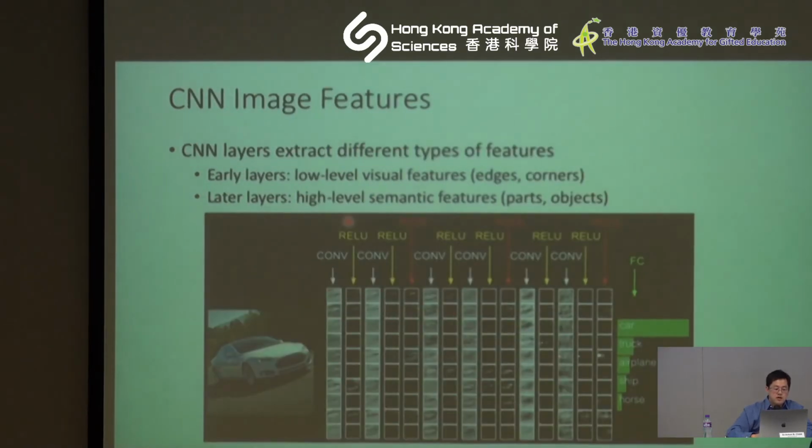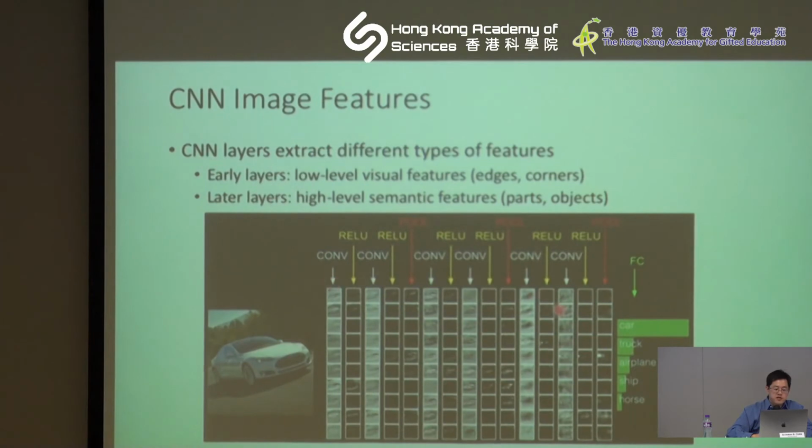Based on which layer you're in, it will extract different types of features. The early layers extract low-level visual features like edges and corners. Here's an example. This is the input image of a car, and these are the different feature maps for different features. Each one of these is a layer. You can see here, the first set of features correspond to horizontal or vertical lines. But if I go to the end here, you can see that this feature is actually responding to the car itself. This is what we call a high-level semantic feature. It's more related to the actual object or part.